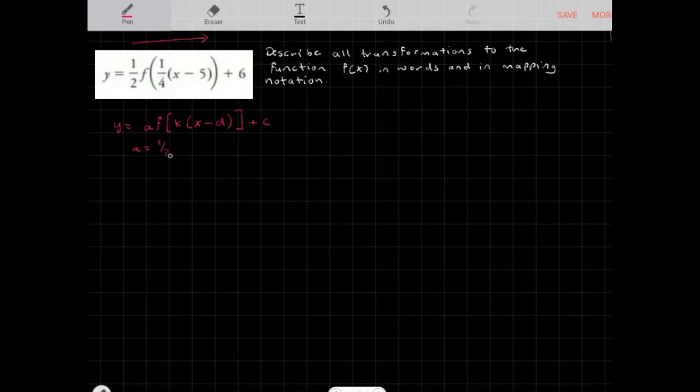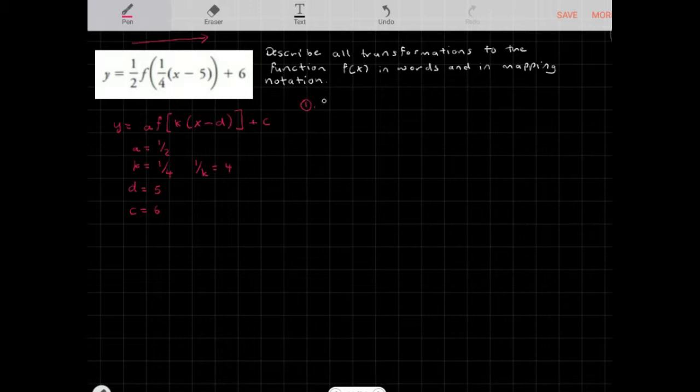So a here is 1/2, k here is 1/4, right? So 1 over k, which is the factor for the horizontal stretches and shrinks, is 4, right? D here is 5, and C here is 6. Okay, so I'm going to use these values to write down my transformation.